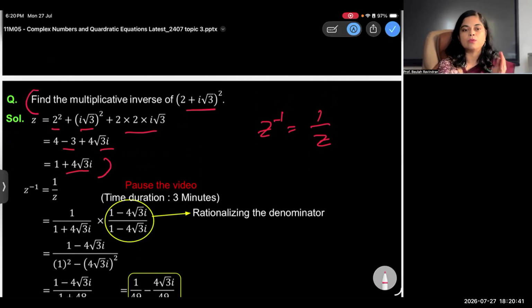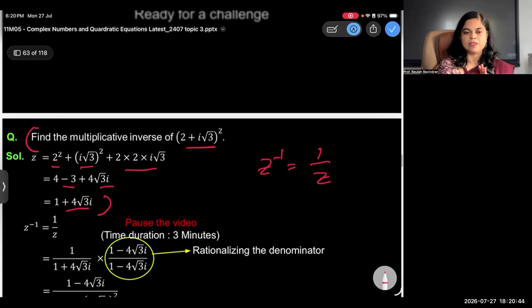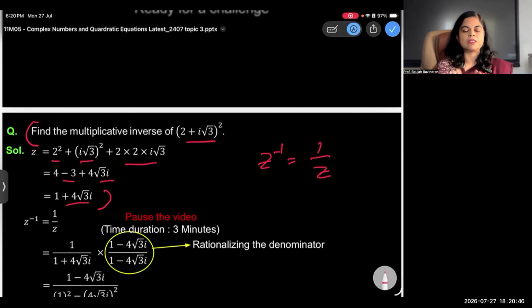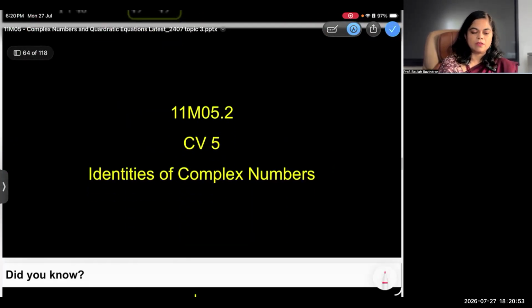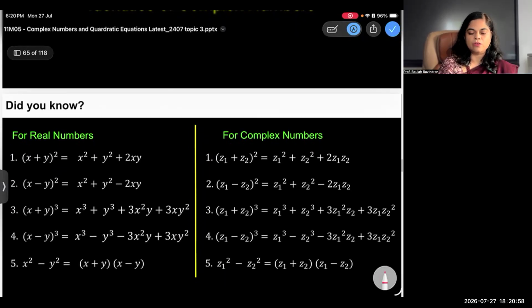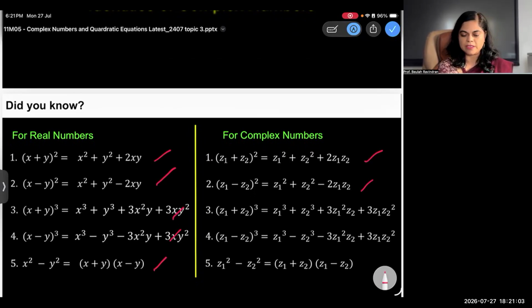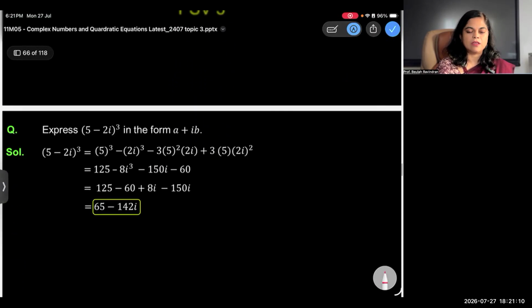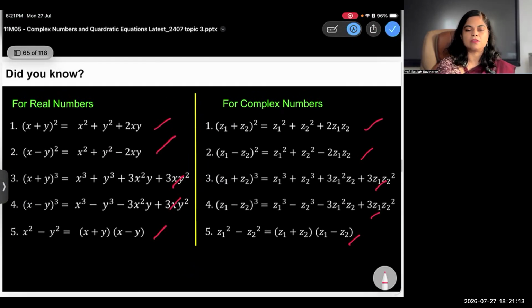If it is whole square, use the normal algebraic identity and express it in the form of a complex number. Similarly, if it is cube also, you have to do the same. These are all the identities of real numbers and complex numbers. You know all these identities of the real numbers. The same identities hold for complex numbers, for square and cube. Keep this in your mind. Then, students, if you want to take a screenshot, you can take a screenshot.